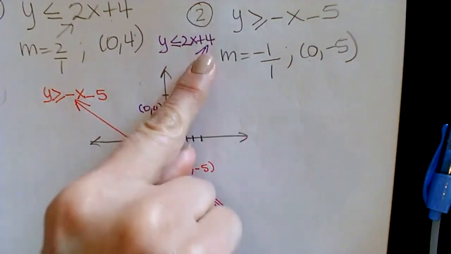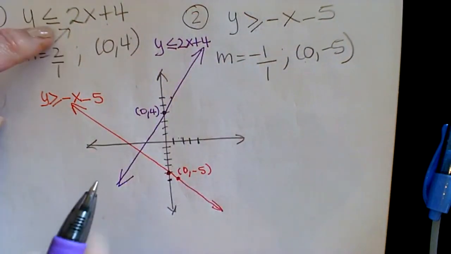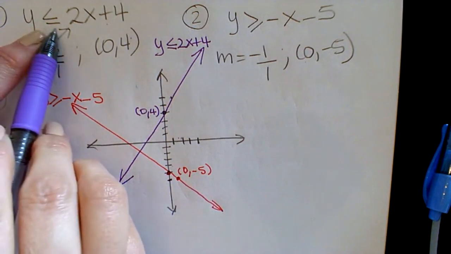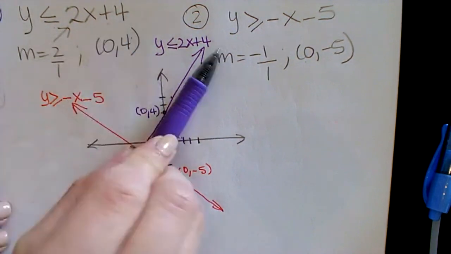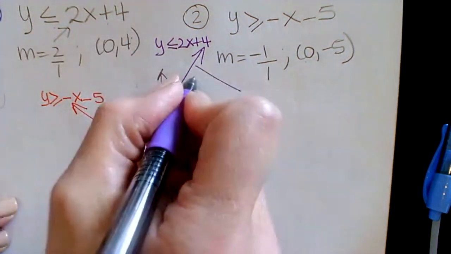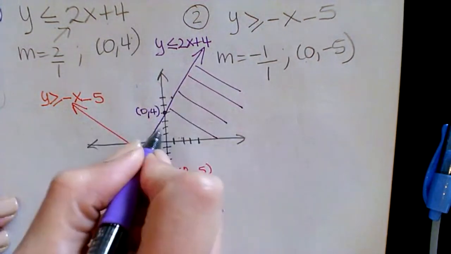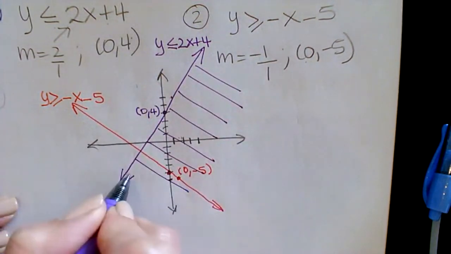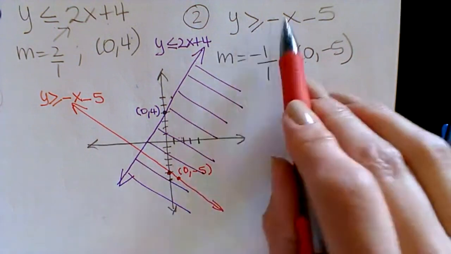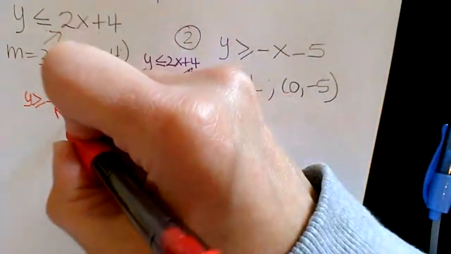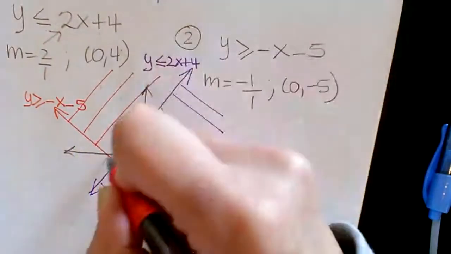Now, this one is y less than or equal. So it's going to be not above, below. Shaded area. Now, this one, it says what? Greater than. So everything above.